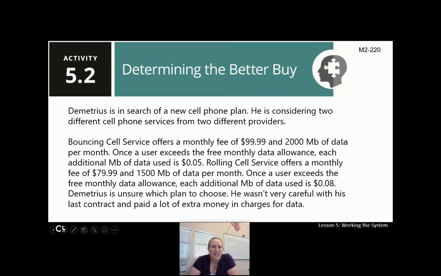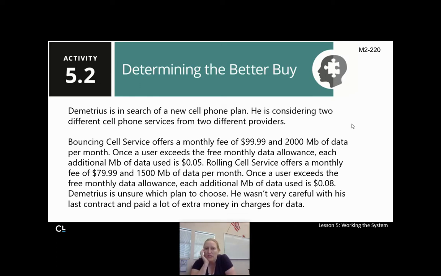So let's go to our next activity, 5.2. We're talking about Demetrius. Demetrius is in search of a new cell phone plan, and he's considering 2 different cell phone services from 2 different providers. So Bouncing Cell Service offers a monthly fee of $99.99 and 2,000 megabits of data per month. Now, once a user exceeds the free monthly data allowance, each additional megabit of data used is $0.05, also known as 5 cents.